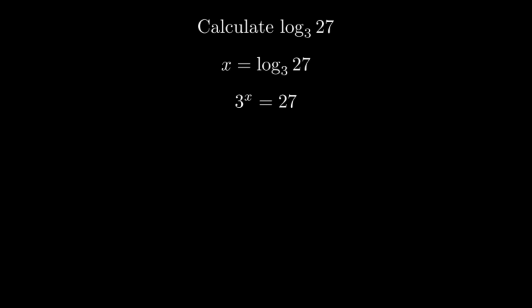Now we ask, what power of 3 is 27? Well, 3 times 3 is 9, and 9 times 3 is 27, so 27 is 3 cubed. We can write this as 3 to the x equals 3 to the 3. Therefore, x equals 3. So log base 3 of 27 is 3. We have now achieved our objective. We can find the value of a logarithm by setting it equal to x and converting the equation to its exponential form to solve for the unknown exponent.